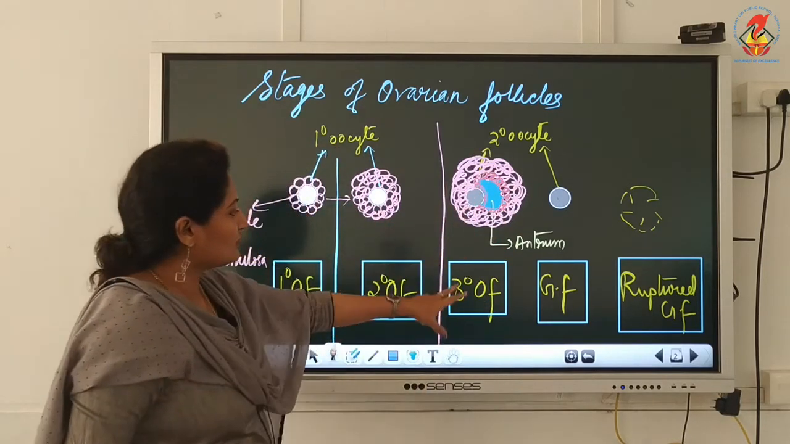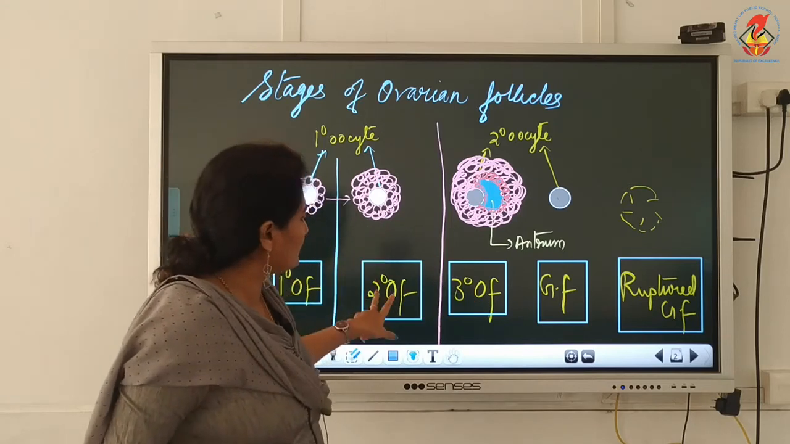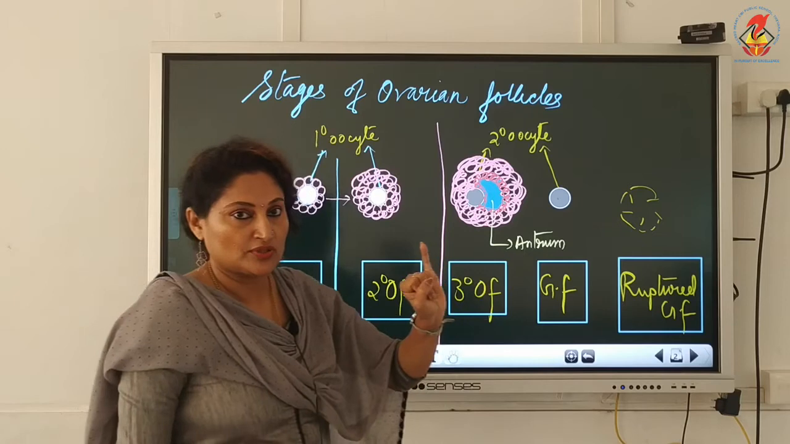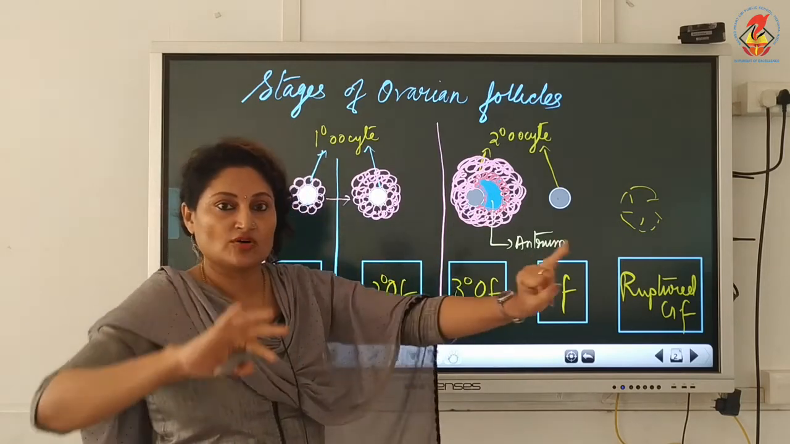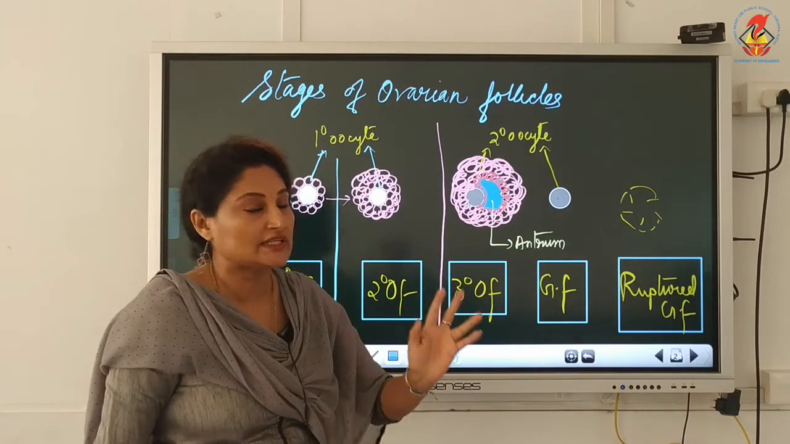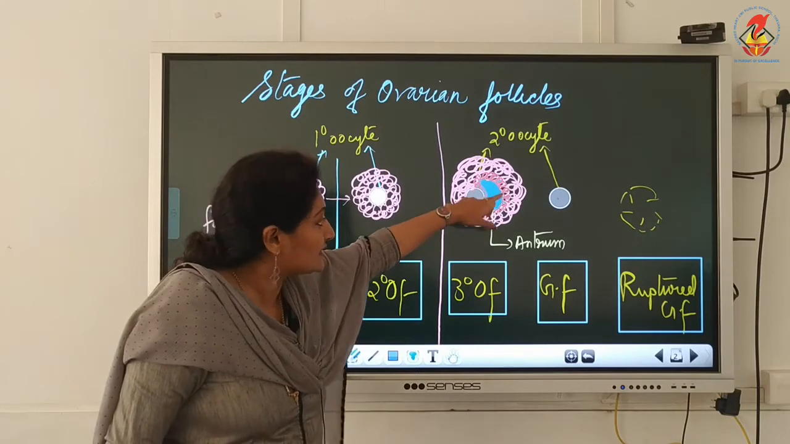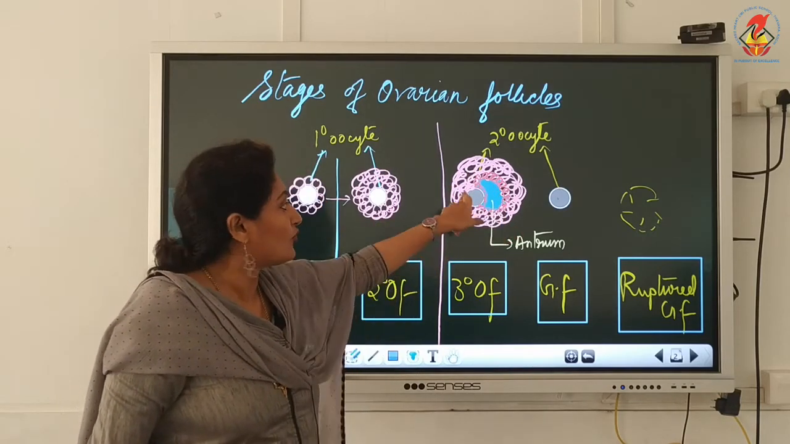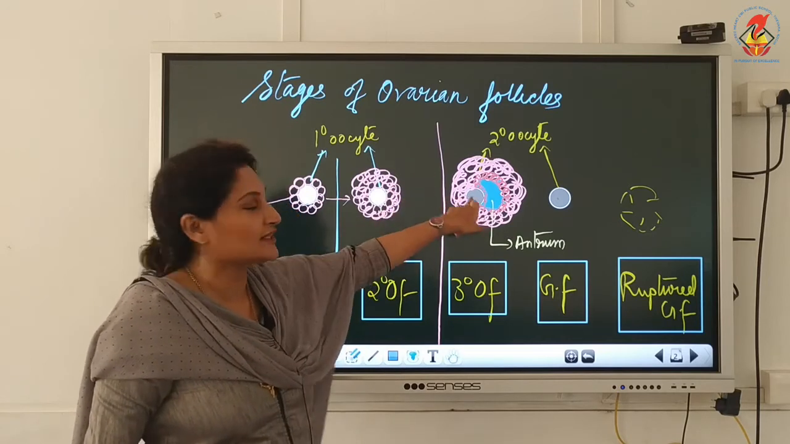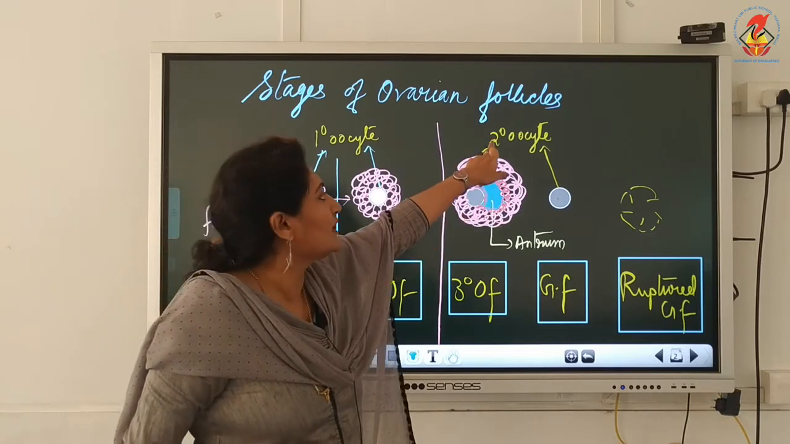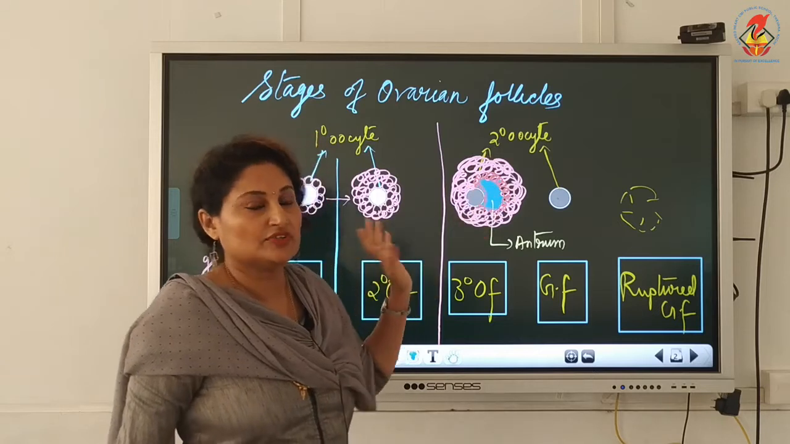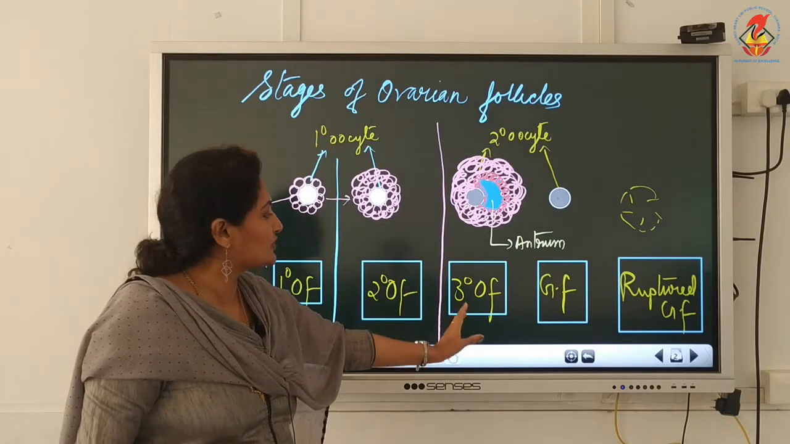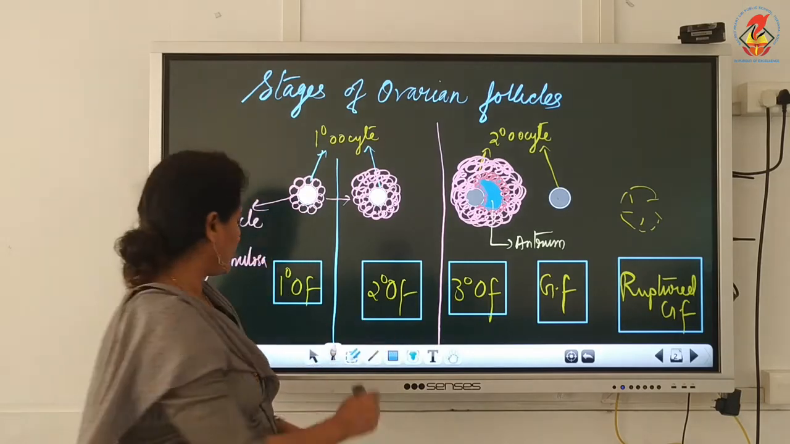So, what is the difference of the tertiary ovarian follicle from the secondary ovarian follicle? One, a fluid filled cavity is formed. Two, the granulosa cells get organized in such a way to form two thecas, theca interna and theca externa. And three, the primary oocyte has undergone first meiotic division to form the secondary oocyte and the first polar body. So, there are lots of differences between the tertiary ovarian follicle and the secondary ovarian follicle.